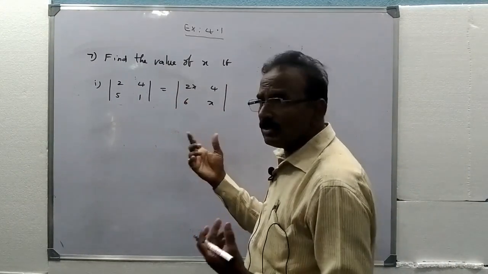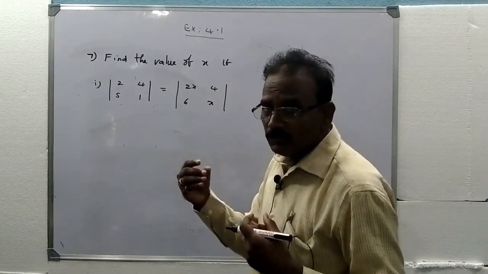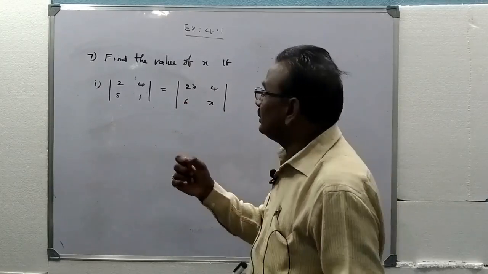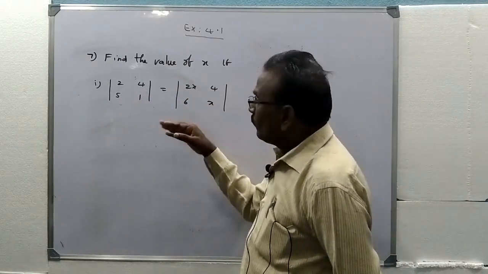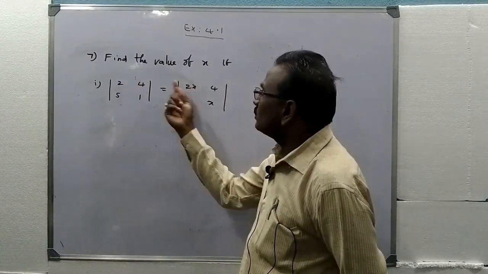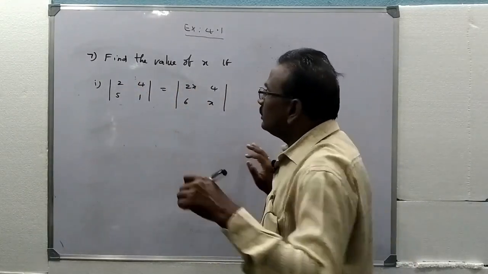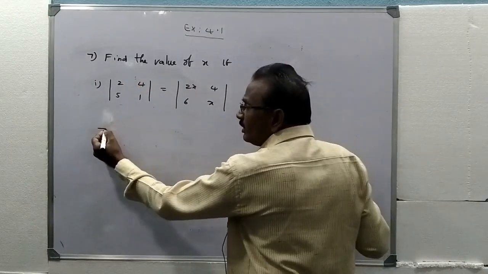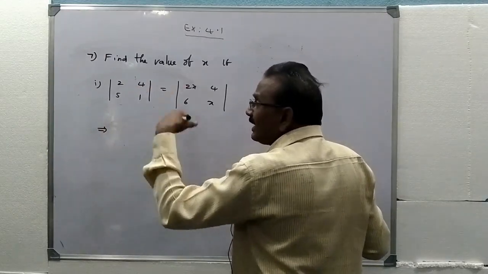If LHS and RHS were matrices, we could equate corresponding elements. But this is a determinant, and this is also a determinant, so we cannot equate corresponding elements directly. 2 is equal to 2x? This is not true. So whenever your LHS is a determinant and RHS is a determinant, first expand them.